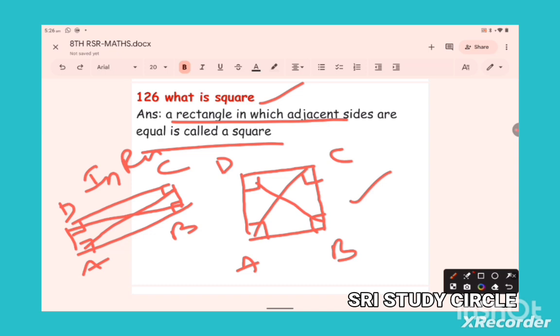Only two quadrilaterals have diagonals of equal length: the first is the square, and the second is the rectangle. Okay, square means opposite sides are parallel, opposite angles are equal, but each angle is 90 degrees, and all sides are equal.